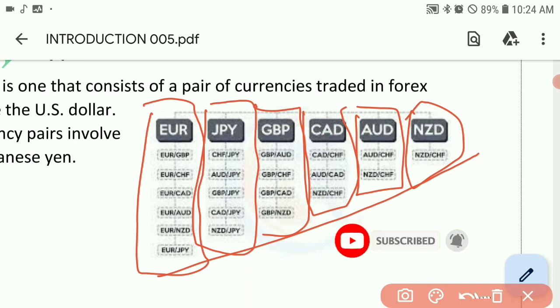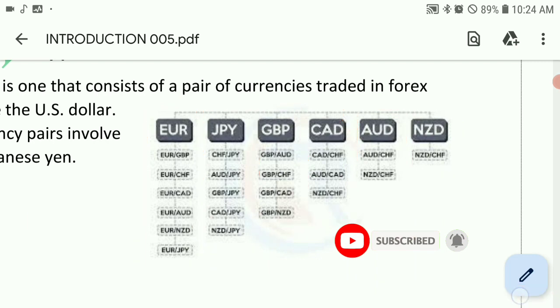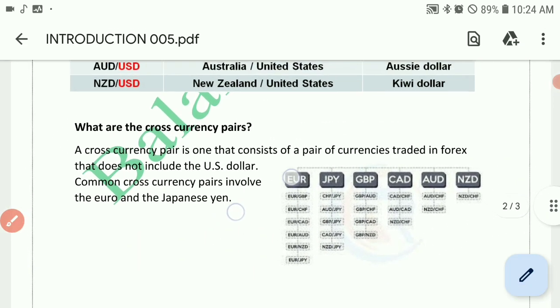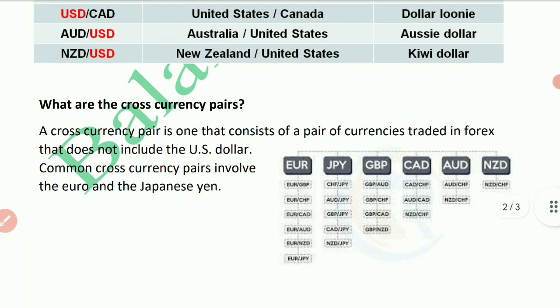Cross currency pairs are pairs where the United States dollar is not attached to them. A cross currency pair is one that consists of a pair of currencies traded that does not include the US dollar. So cross currency pairs do not involve any United States dollar pair attached to them.